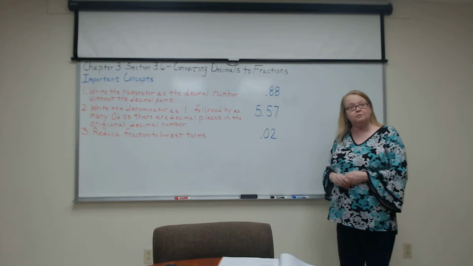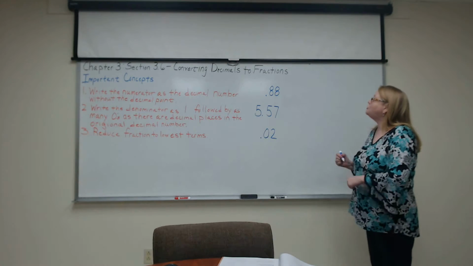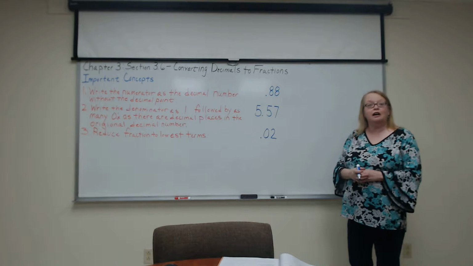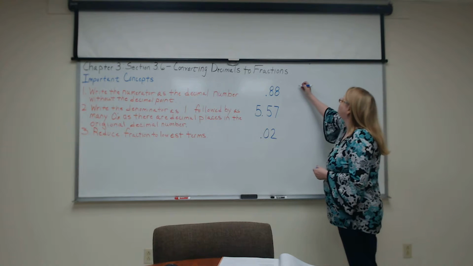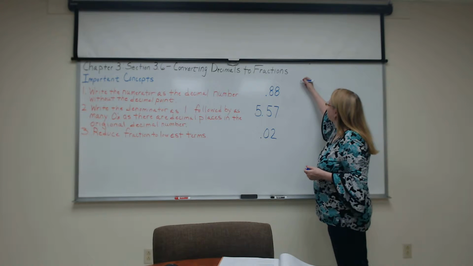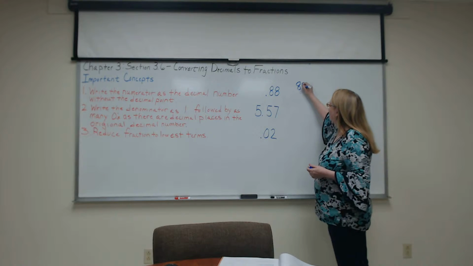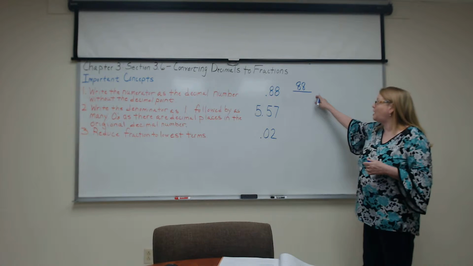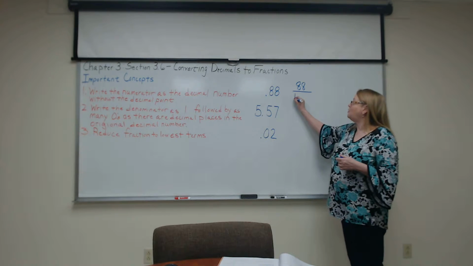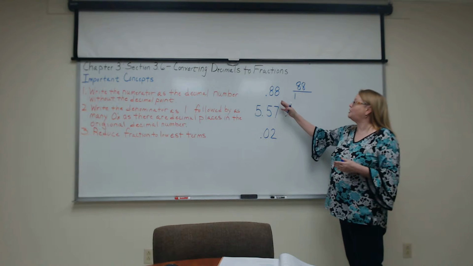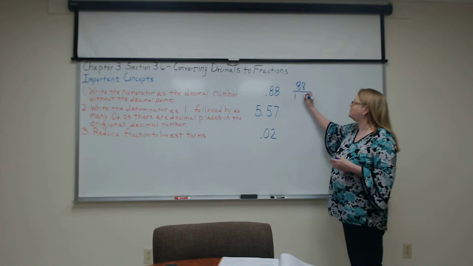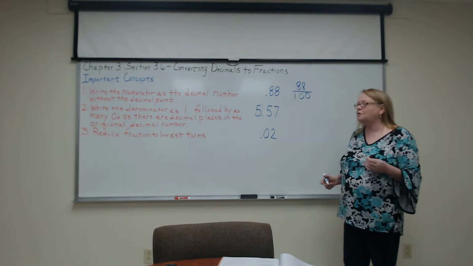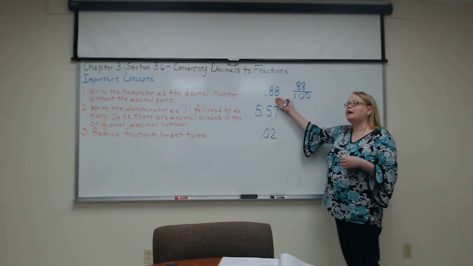So let's look at a couple practice problems, see how we do that. What we're going to start with is this decimal, we have 88 hundredths. That's how we say it. So if we follow these steps, we have 88, and then we draw our division or our fraction line, and then we put a 1, and if we follow this rule, we count the number of decimal places that we have. There's 2 in this number. So this becomes 100.